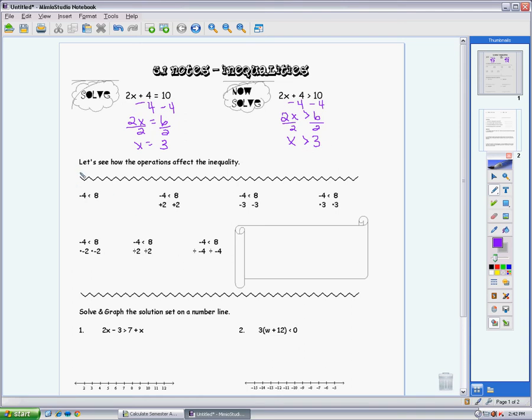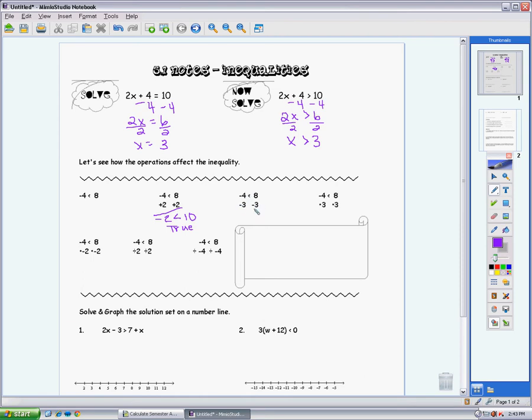Now we want to see how the operations affect the inequality. So we're going to use this base inequality. Negative 4 is less than 8, and that is a true statement. What happens when I add 2 to both sides? Well, I get negative 2 is less than 10. Is that true? Is negative 2 less than 10? Yes, it is. So that is true. So I can add a number to both sides and the inequality will still be a true inequality.